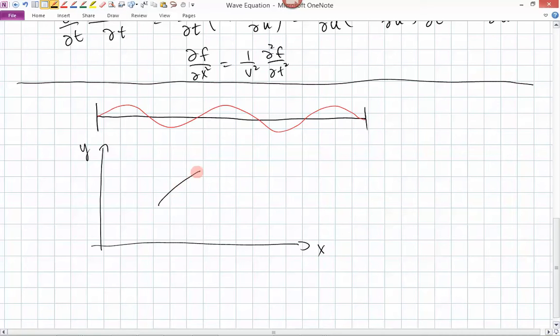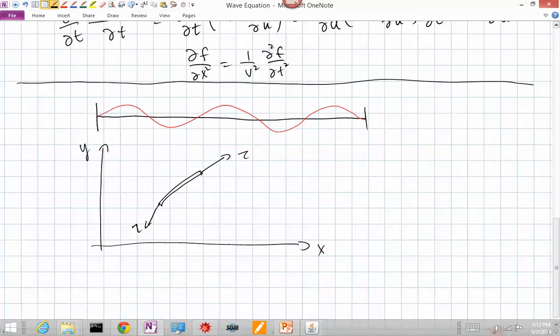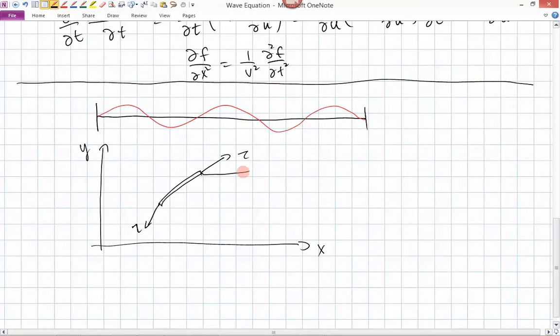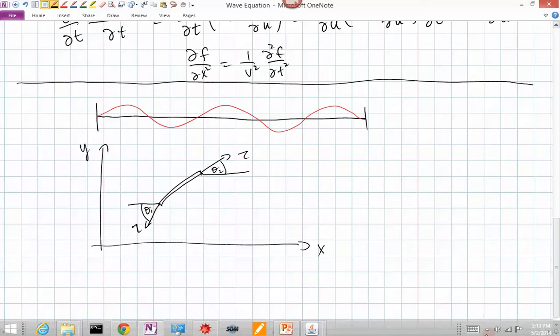Then here I have a segment of the string, and this string has a tension pulling up this way, and another tension pulling down this way. Now these tensions are equal in magnitude but not in direction. So I'm going to have angles here, and I'm going to call this theta 2, and this one here I'm going to call theta 1.